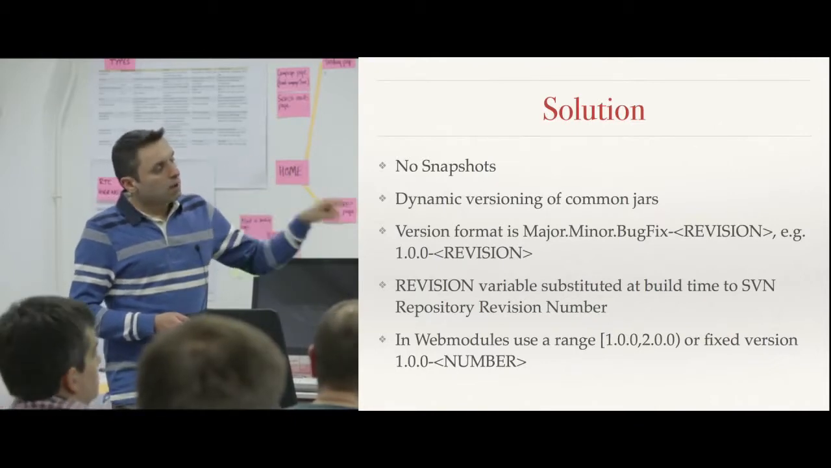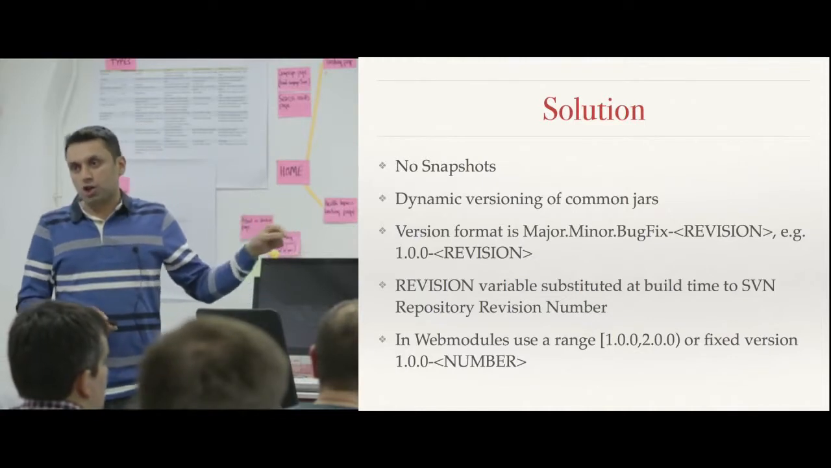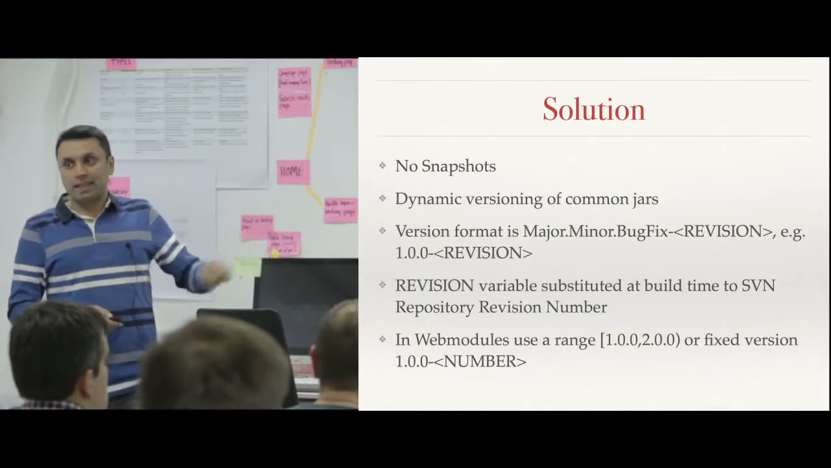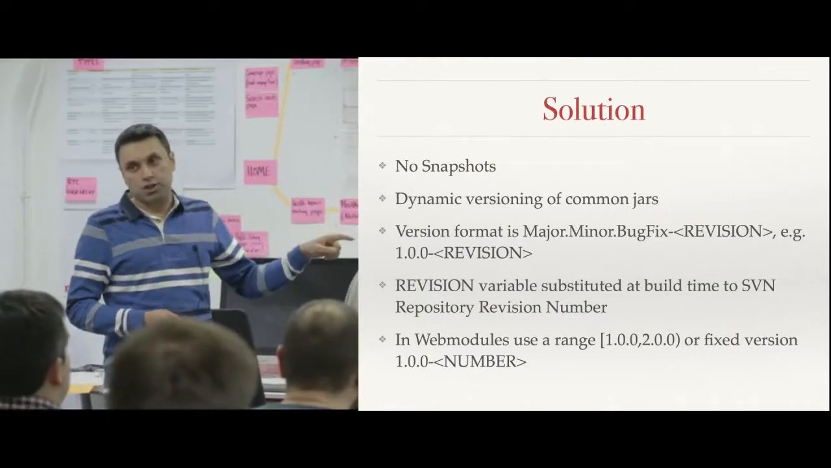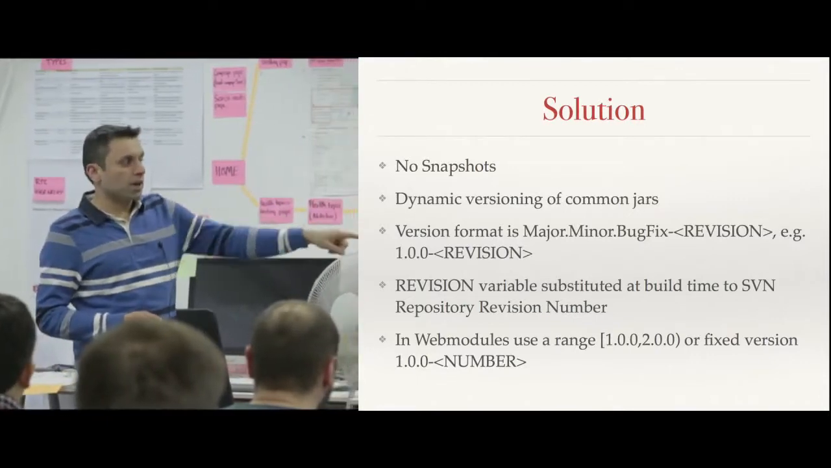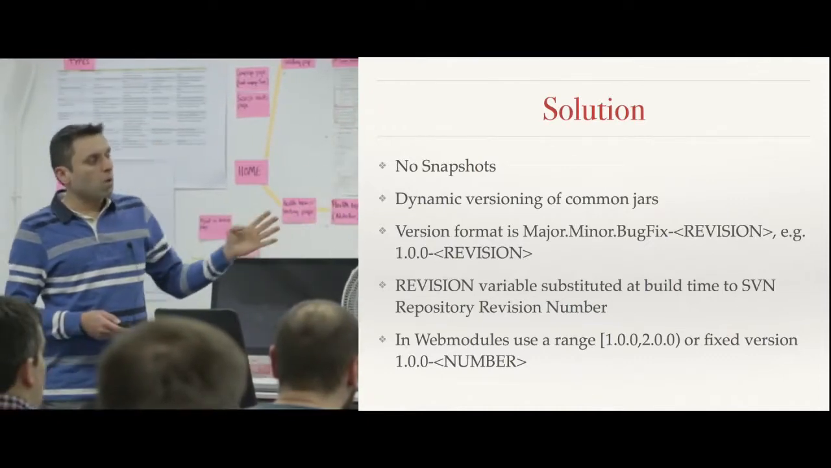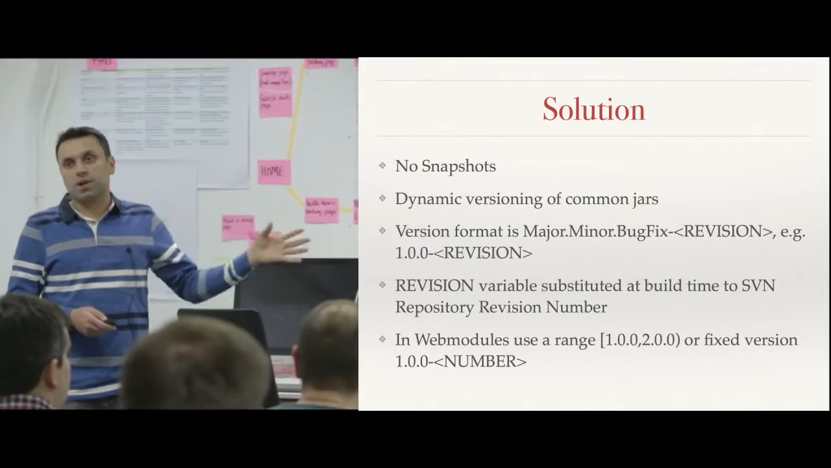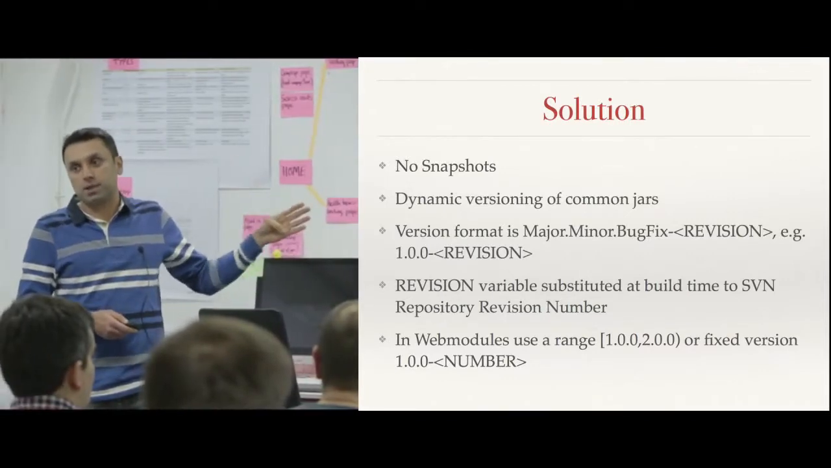Now, when the web module wants to use the latest version of the jar, which is what they want at the initial stages of development, rather than specifying a fixed version, a version range is specified. That is the last line, where a version range from 100 to 200 is specified in the POM file of the web module, and it is going to pick the latest jar that was built.